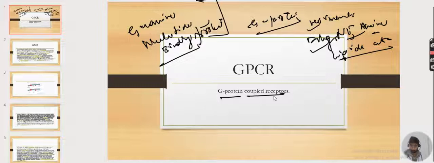So what happens if we take an example of hormone? We have a hormone known as epinephrine. The reception of epinephrine is through our GPCR, and we have a neurotransmitter known as EGF, that is epidermal growth factor. So these are recepted by GPCR.